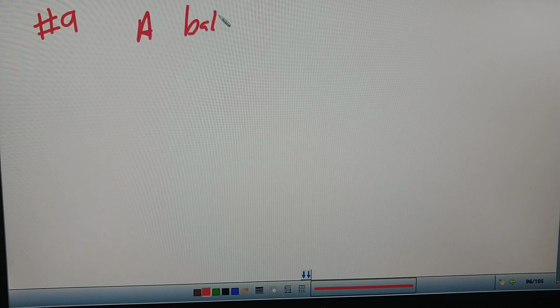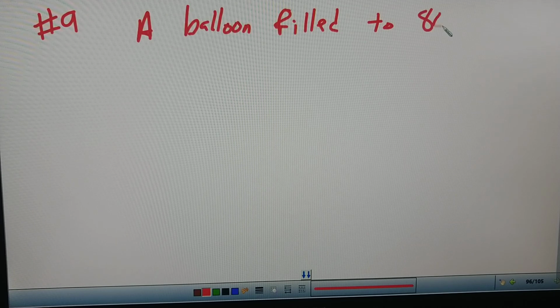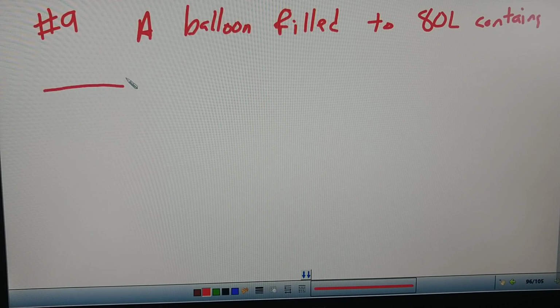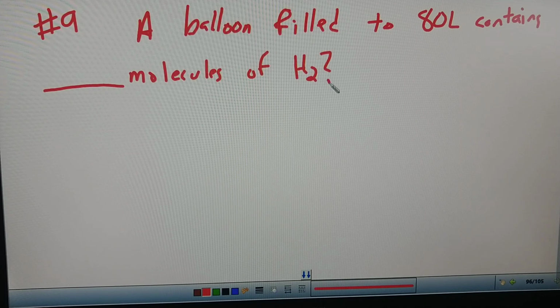A balloon filled to 80 liters contains blank molecules of hydrogen gas. Okay? So if you have 80 liters, how many molecules? Remember, we're looking at a very, very large number.